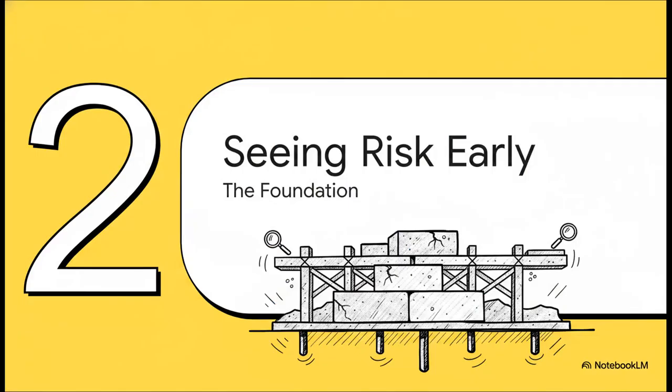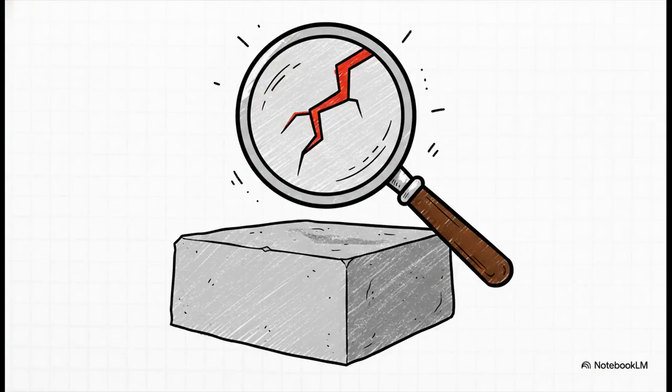Section 2. The foundation. Seeing risk early. Now, every enduring building requires a solid, immovable foundation, right? So let's move down to the bottom band of our stack. The bottom band is data and diagnostics. And I want to state explicitly that the primary goal of this foundational layer is to give regulators the exact visibility needed to see structural cracks forming early.